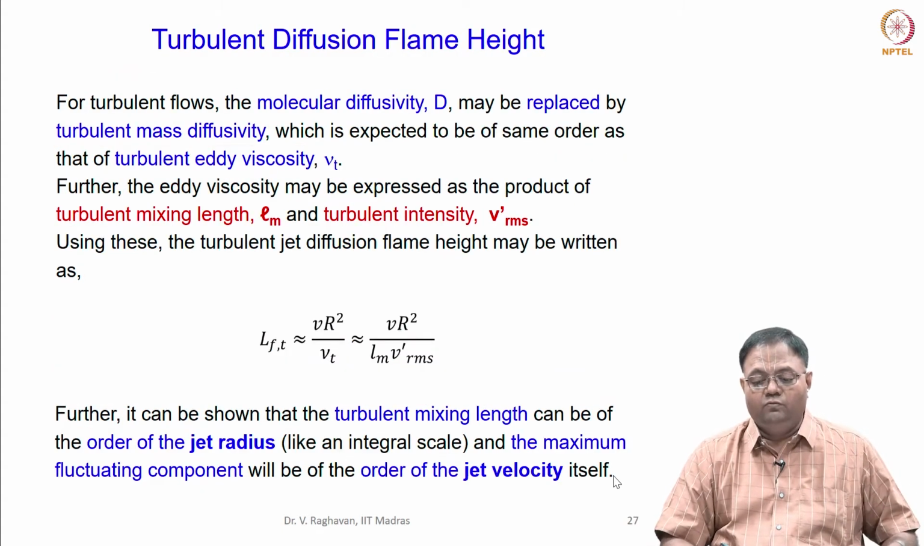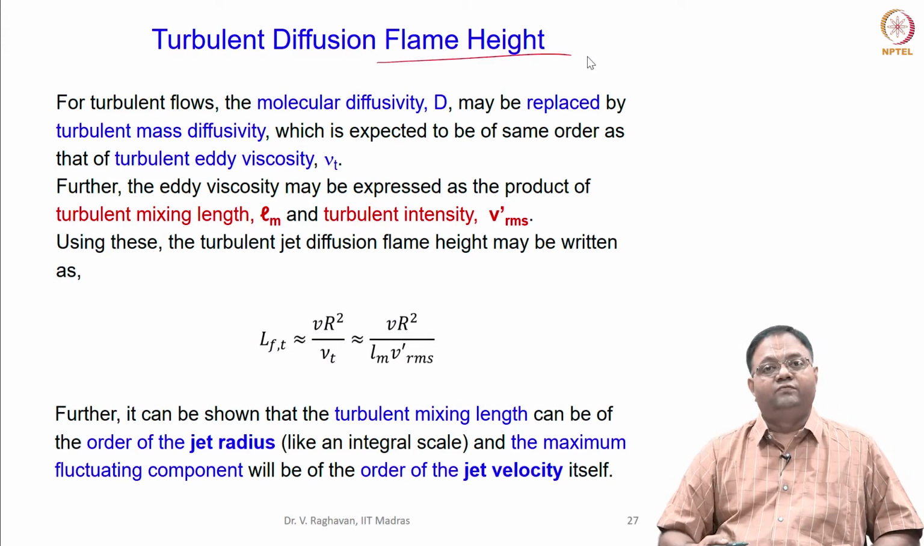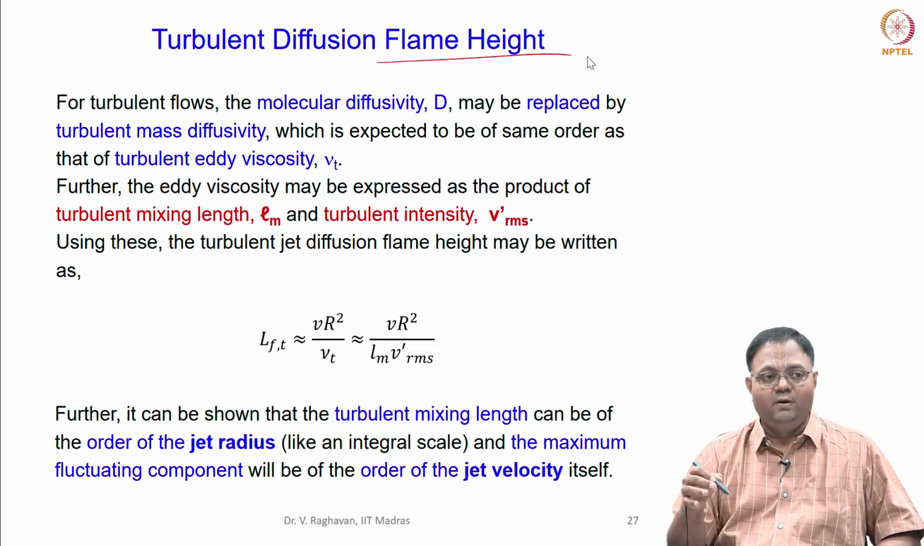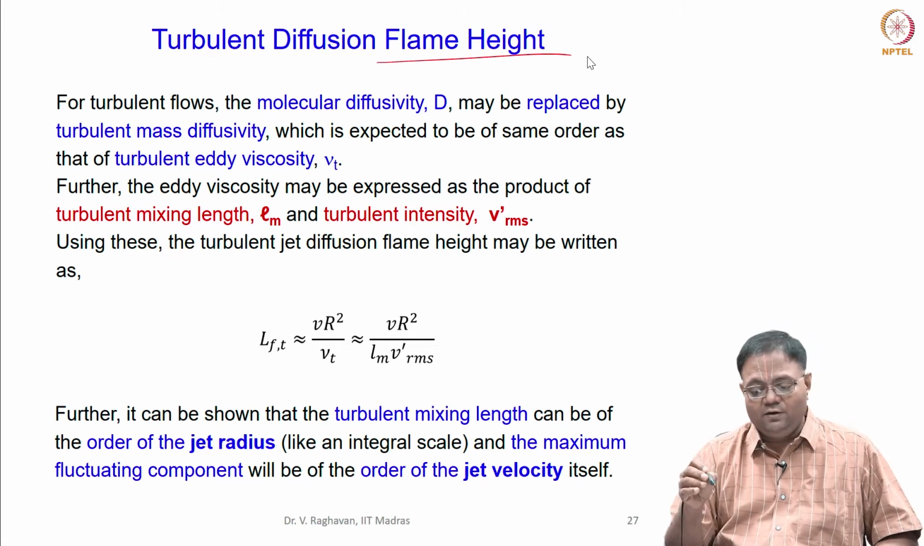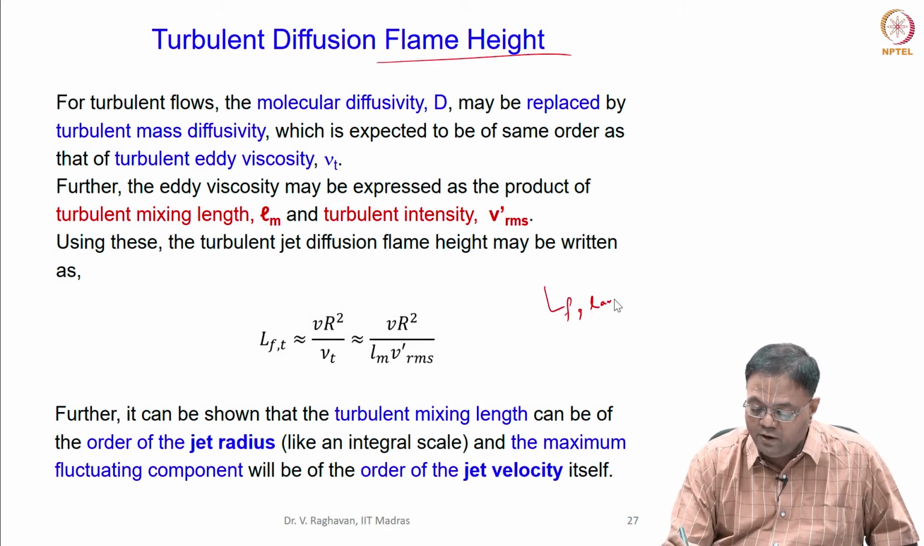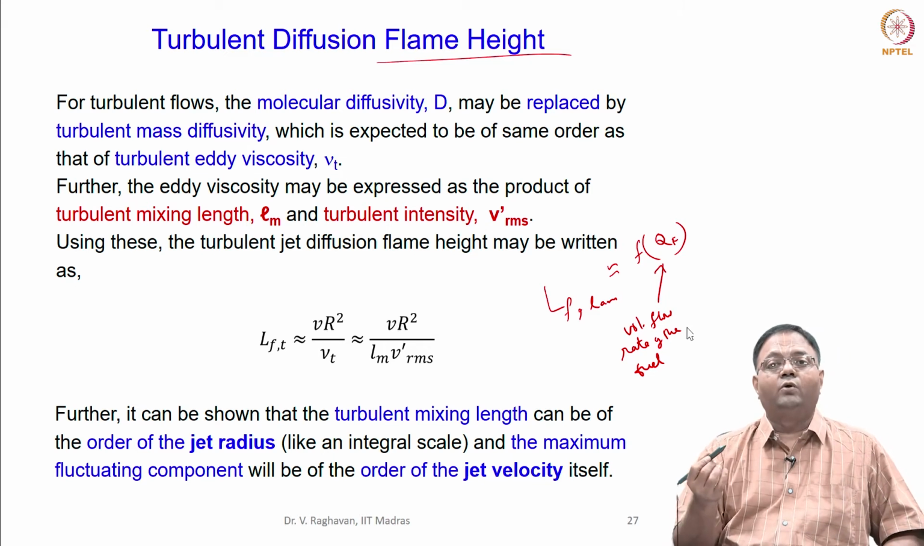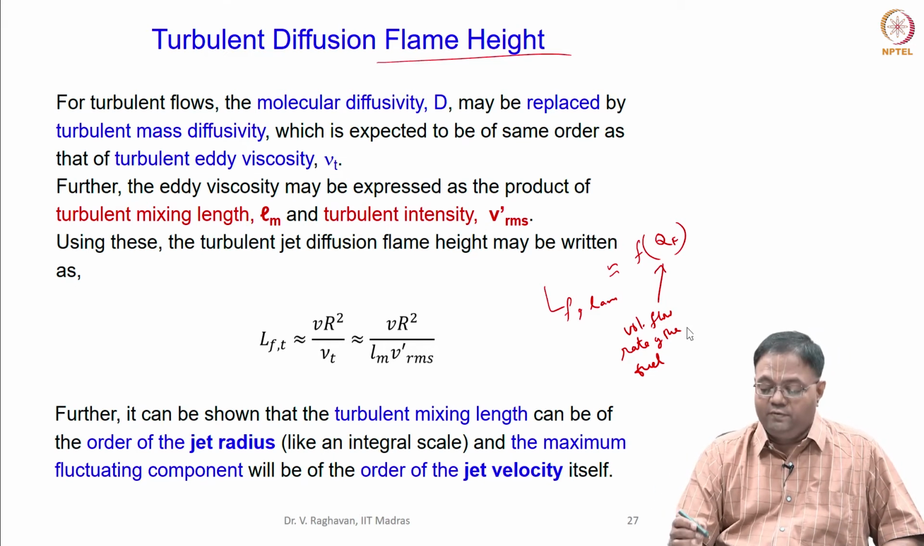Now turbulent jet flame height, we have seen it to be constant. Let us do the scaling analysis. We have done the scaling analysis for the laminar regime, where we have clearly seen that the laminar flame height in the laminar regime is a function of basically QF. This is the volumetric flow rate of the fuel. Now in the turbulent regime, let us see how we are going to get the relationship.